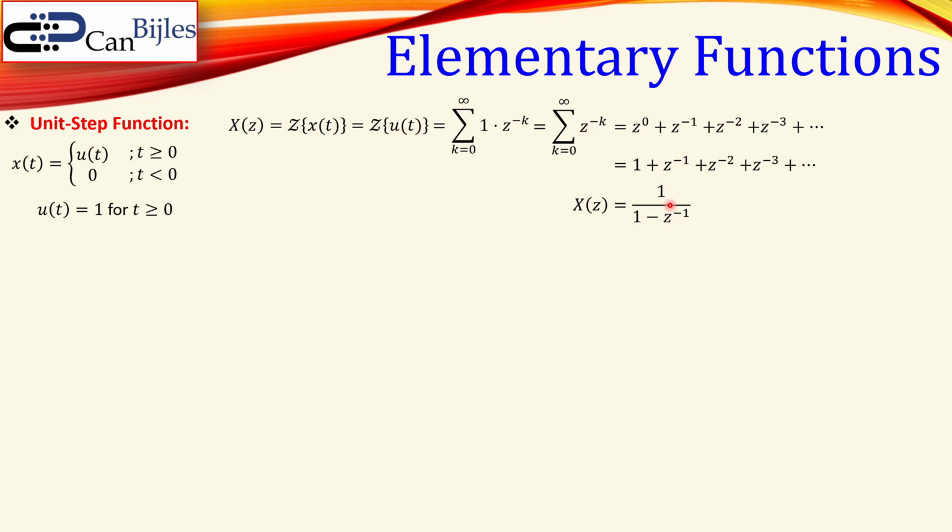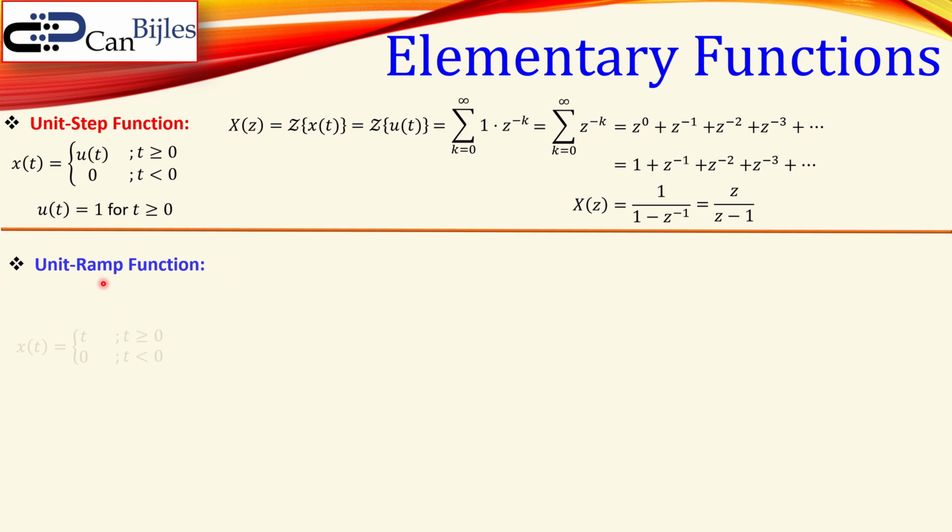You can also convert that to an expression where you don't have this negative exponent, so you multiply the numerator and denominator by z, so you have z over z minus 1. This is the first z-transform, of a unit step function. The next one is a unit ramp function. A unit ramp function is a linearly increasing function.